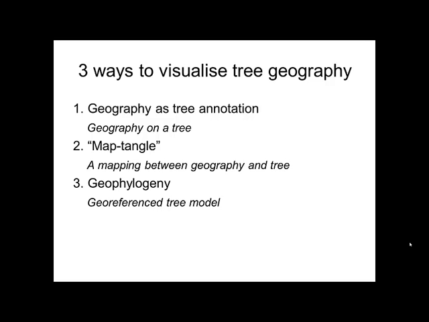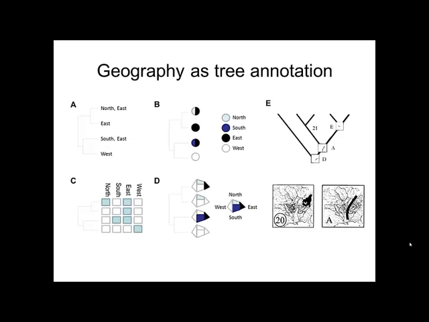I take the trees and I put them into the geography, whereas the tradition, going back to Hewitt, is very much putting the geography on the tree. They're evolutionary scientists, they're obsessed by trees. I'm a geographer, I'm obsessed by maps, so I take it the other direction. And the map tangle is a kind of halfway, well, it's not even a halfway house. So let's see some of these examples.